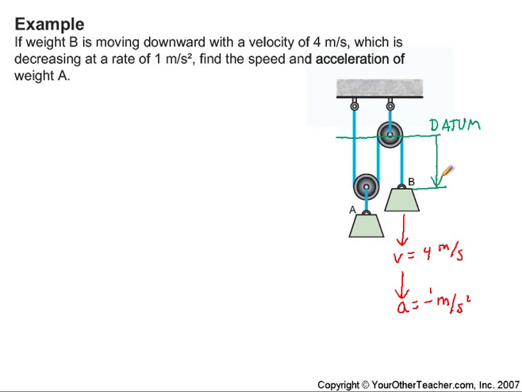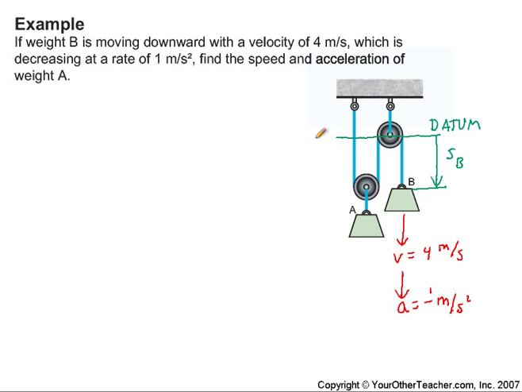So for particle B, I could determine some kind of position variable. Let's say I'll use S sub b. Now remember, it's important to note that the position variable does have a positive direction. The positive direction goes from the datum to b, which means that movement in the positive direction will give you positive velocities.